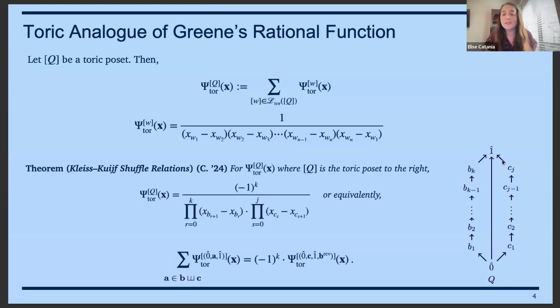So in general, I'm coming at this work from a very combinatorial perspective. I would very much like to learn more about the connections between this Green's rational function, the toric analog that I've introduced, and the physics side.